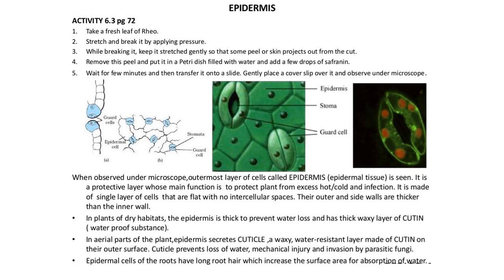On the other hand, in aerial parts of the plant, epidermis secretes cuticle. Cuticle is basically a waxy water resistant layer which is made up of cutin on their outer surface. Now cuticle prevents loss of water. It also helps to protect against mechanical injuries and invasion by parasitic fungi. Epidermal cells of the roots have long root hair which increase the surface area for the absorption of water. So these are the various functions which are being performed by the epidermis.